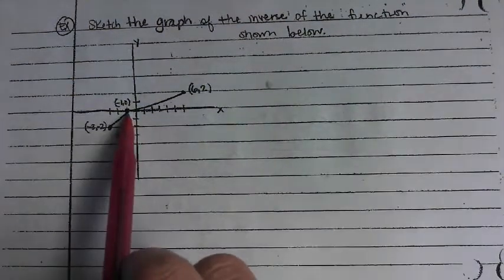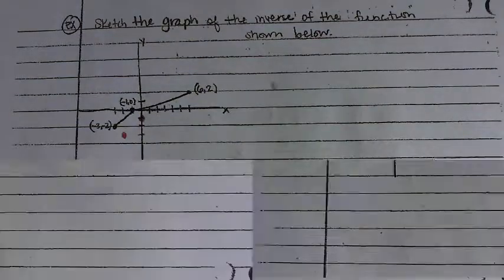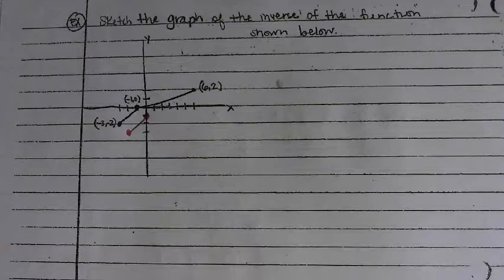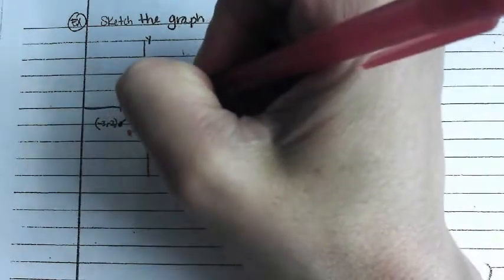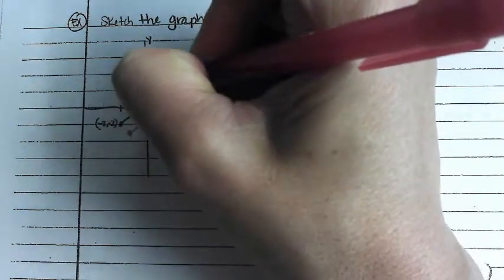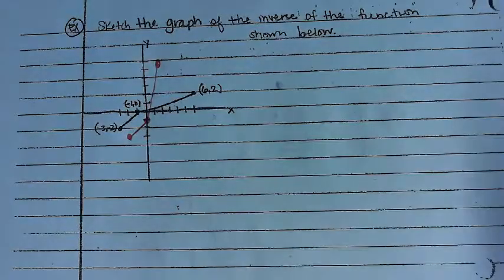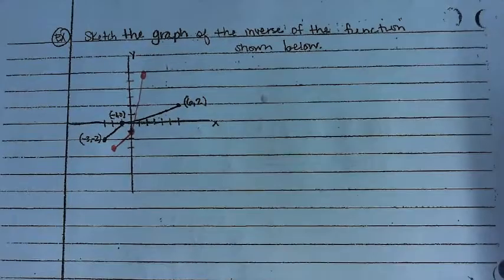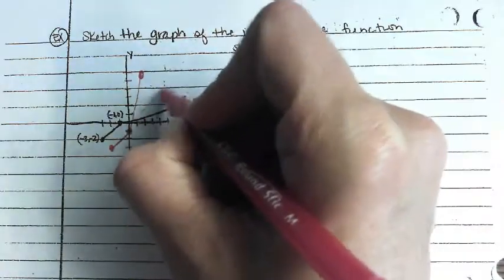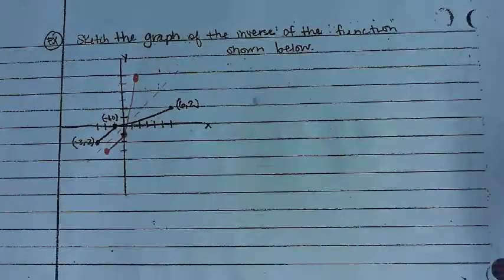-1, 0, which is an x-intercept of -1, will become a y-intercept of -1, 0, -1. And then you can sort of connect those. And then 6, 2 will become 2, 6. And that's our image, and you definitely can see the line of symmetry, y equals x.